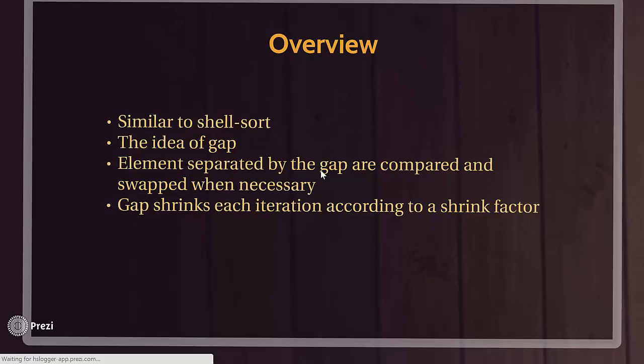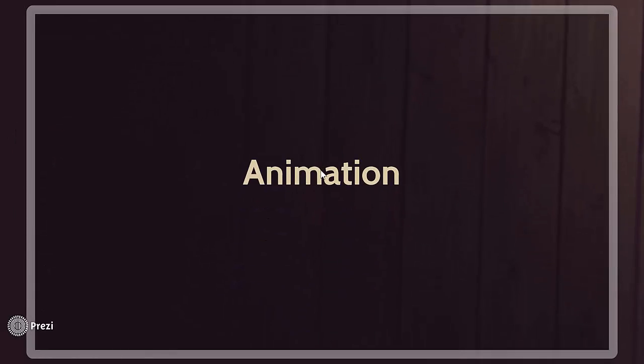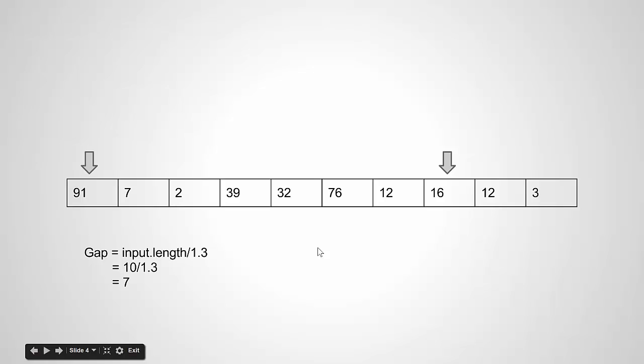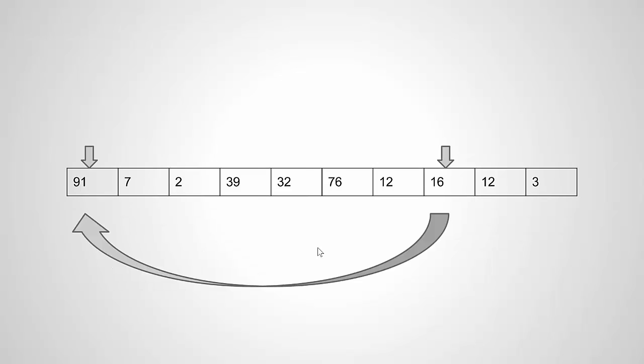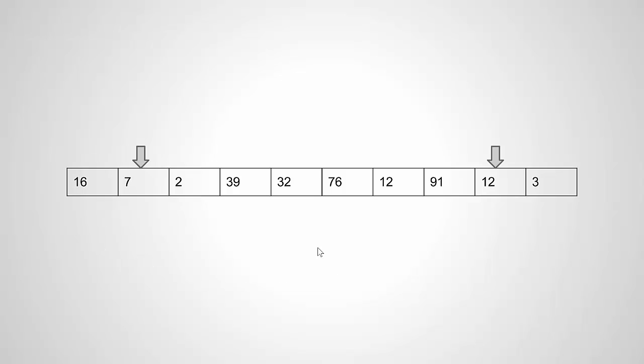With this explanation, let's look at a simple simulation of COMB-SORT. We first initialize 2 pointers separated by a distance as defined by the gap. Gap is initialized to be the input array length divided by 1.3. Now, since the second pointer points to 16, which is smaller than 91, a swap is made to partially sort the array. Then, both pointers move 1 position to the right and ensure that the second pointer always points to a larger value than the first pointer.